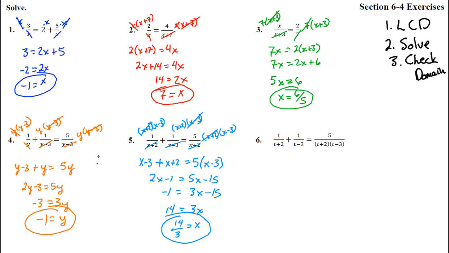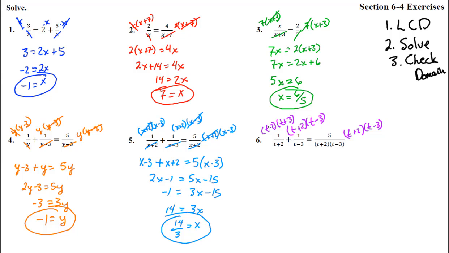All right, number 6. Common denominator has to have a t plus 2, a t minus 3. Looks like that is our common denominator. So let's times both sides by t plus 2, t minus 3. Got to do it to every location. T minus 2 times t. Oh, that's a plus 2 and a t minus 3. And then t minus 2, t plus 3.